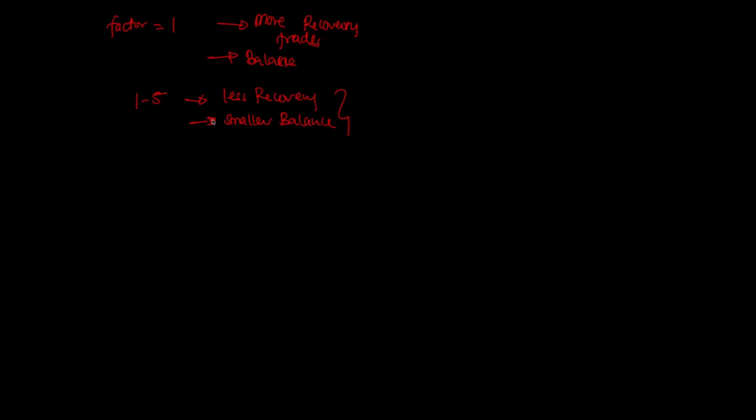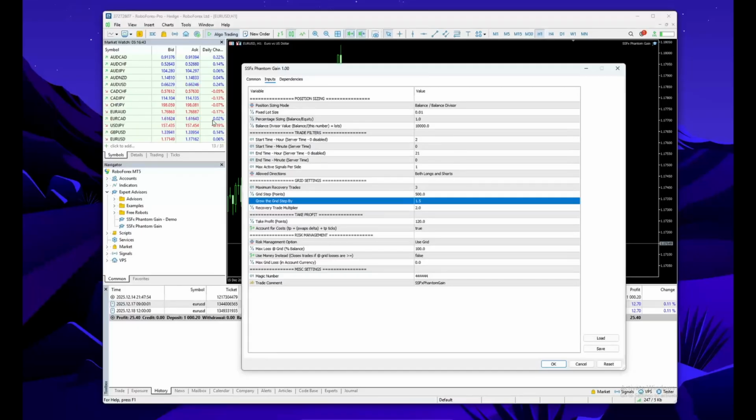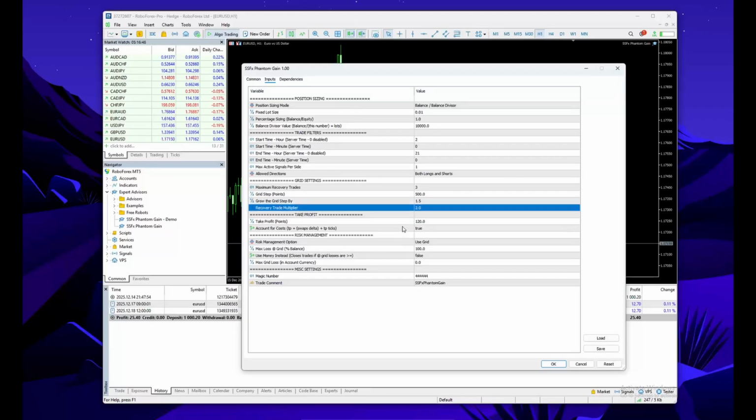If that explanation wasn't good enough, definitely email us and I'll walk you through the different ways that specific factor would affect your performance. Otherwise, for now, let's move to the next section, which is the recovery trade multiplier. In this case, that just affects how the volume that was calculated here is modified for each subsequent trade.